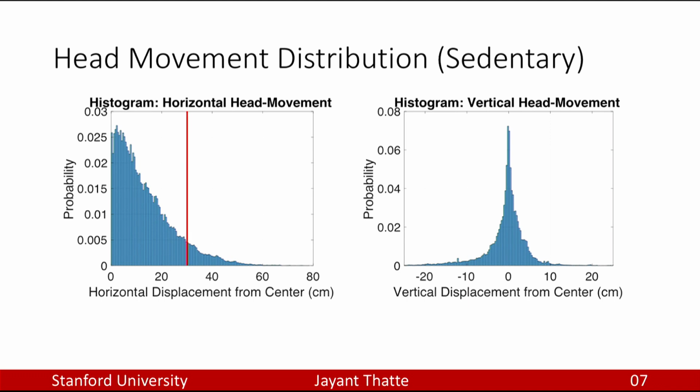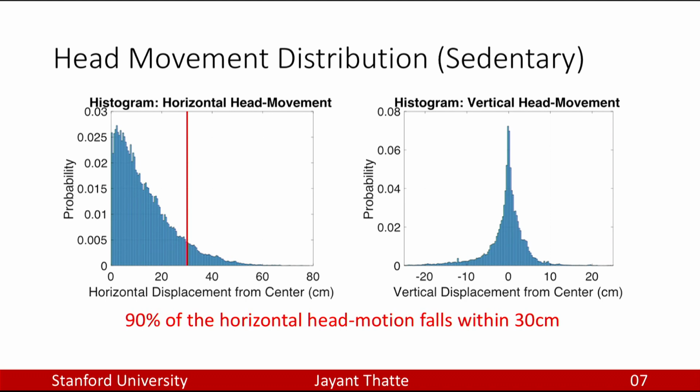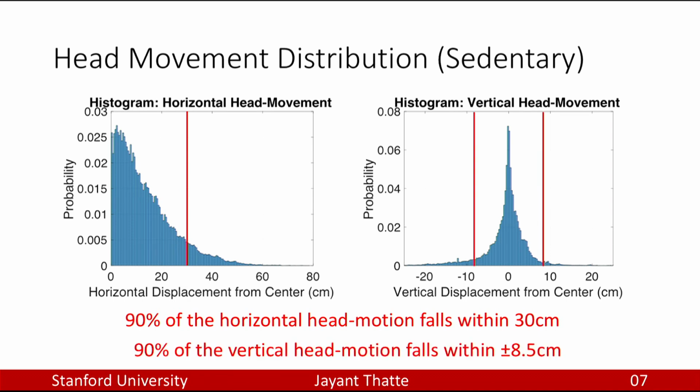And we noticed that 90% of the horizontal motion falls within a circle of radius 30 centimeters. So the viewers are inside of that circle horizontally when they're moving. And similarly, 90% of the vertical motion falls within plus minus 8.5 centimeters. And so these numbers would be important for designers or engineers who are planning to implement systems that are showing immersive video to sedentary viewers, because that's sort of the range of motion that you should design for.